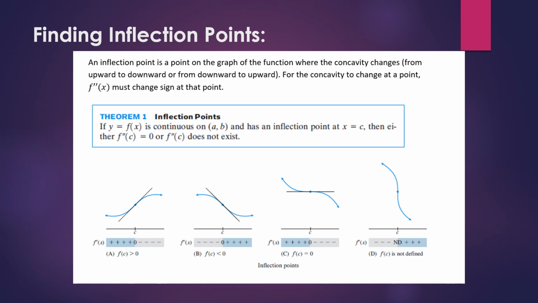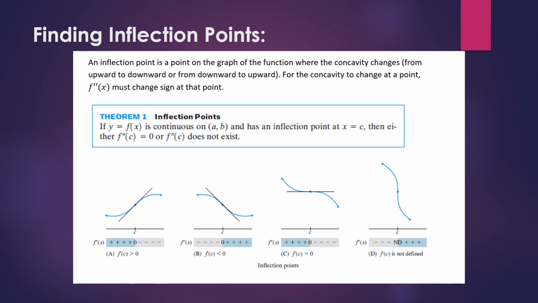So this takes us to theorem 1, where it says that if y equals f of x is a continuous function on the interval from a to b, and it has an inflection point at x equals c, then either f double prime of c equals 0, or f double prime of c does not exist. And this is kind of what we were talking about back with maxes and mins for the first derivative.